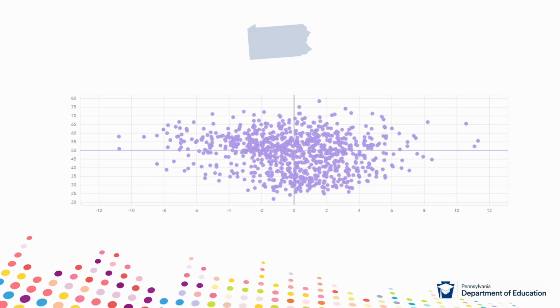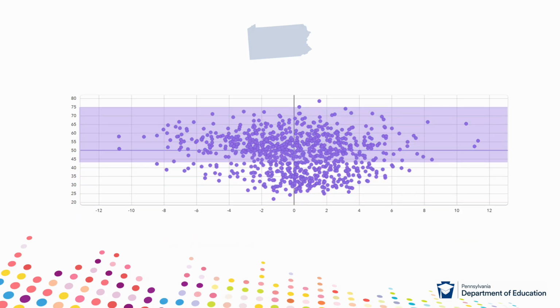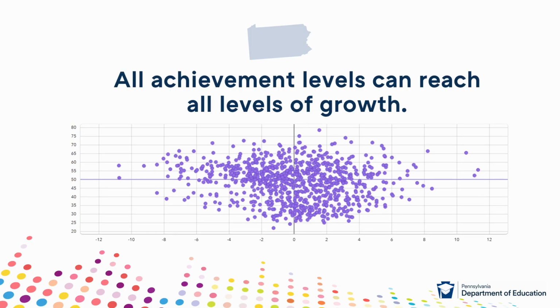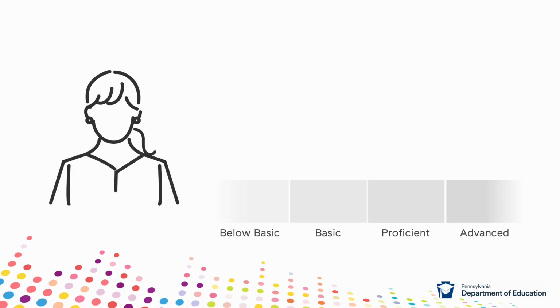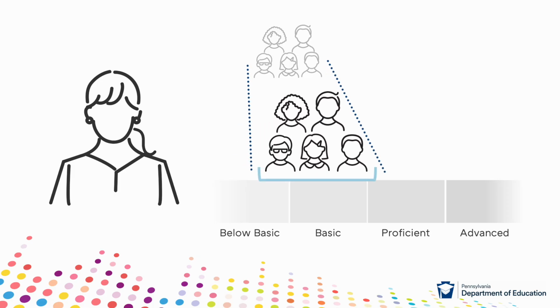For teachers of students with a history of lower achievement, we see schools with both higher and lower growth. This is the same when looking at growth for teachers of students with a history of higher achievement. The proof is in the data, real data from PA schools. All achievement levels can reach all levels of growth. This means that we, as educators, don't want to set our expectations lower for students who have a history of lower achievement. We can impact the growth of all students, see those PVAS greens and blues, and get all learners moving in the right direction.